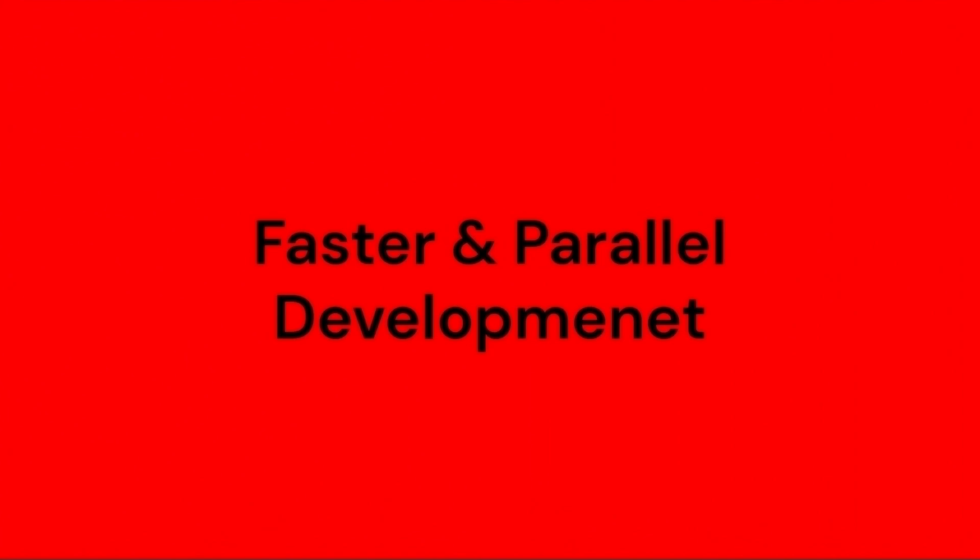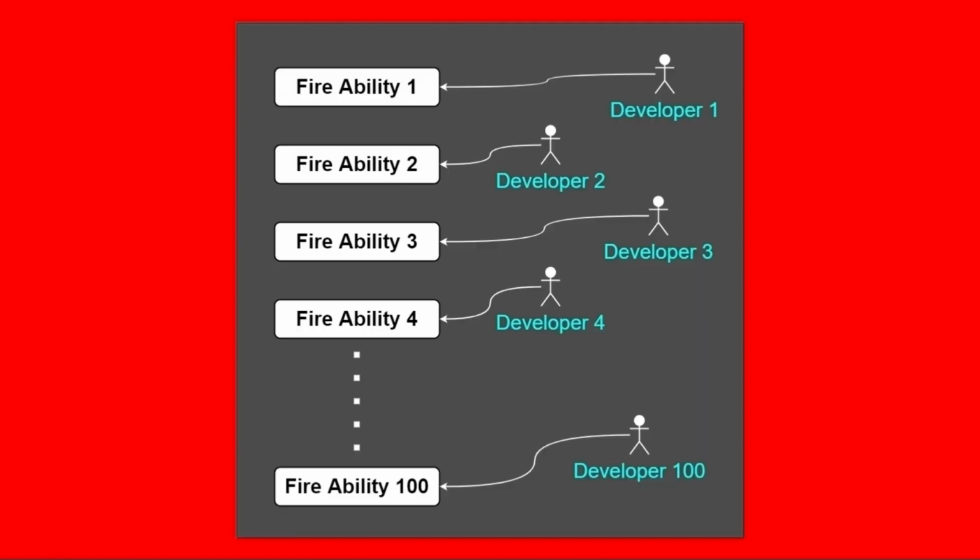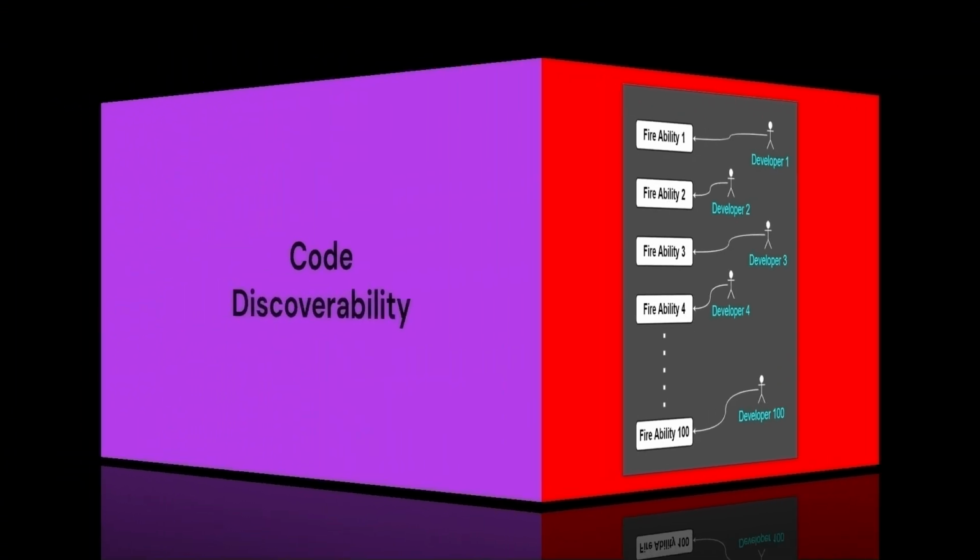Faster and parallel development. Imagine in release 2, we needed to implement 100 fire abilities under a tight deadline, but with a large team of developers at our disposal. If each ability took 1 day to develop and we had 100 developers available, we could complete all 100 abilities in just 1 day, working in parallel, seamlessly, and without any conflicts or coordination issues.